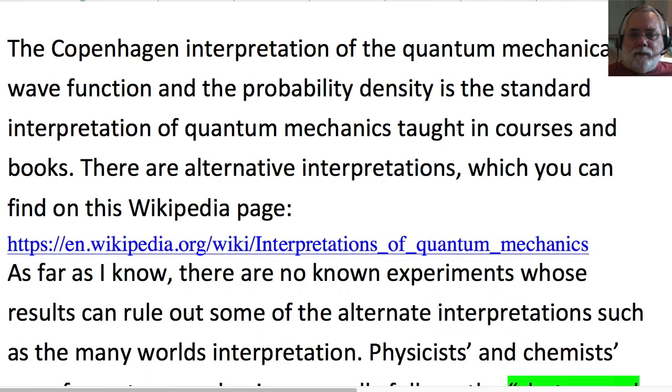The Copenhagen interpretation of the quantum mechanical wave function and the probability density is the standard interpretation of quantum mechanics taught in courses and books. There are alternative interpretations which we won't cover, but you can find them on this Wikipedia page, Interpretations of Quantum Mechanics.